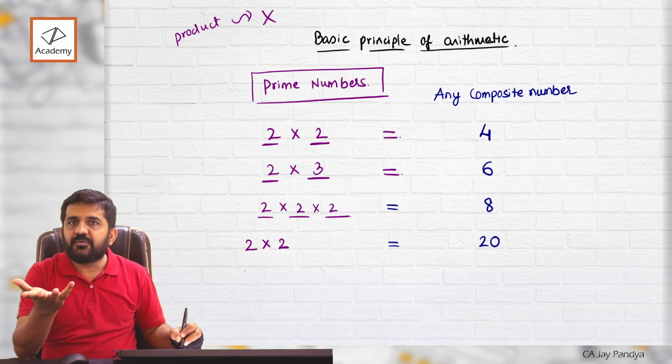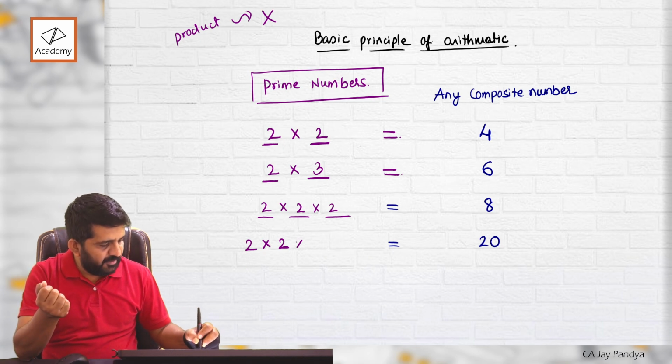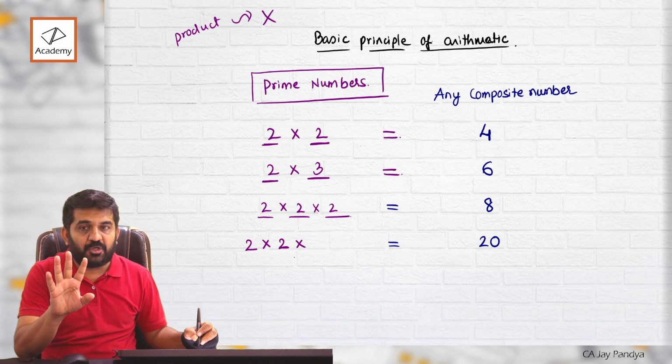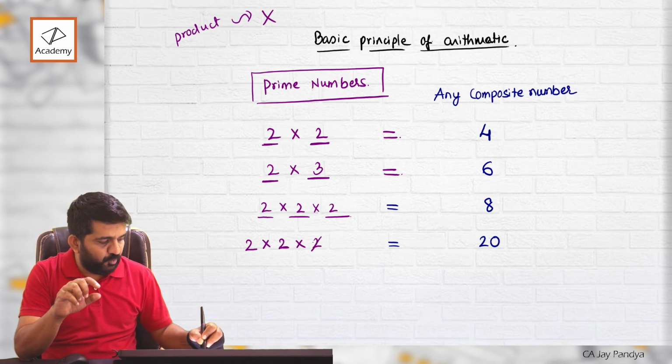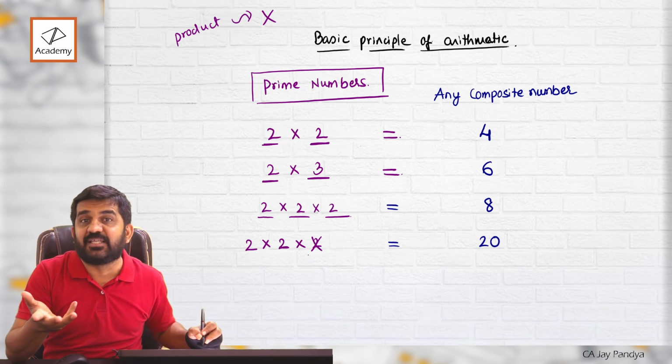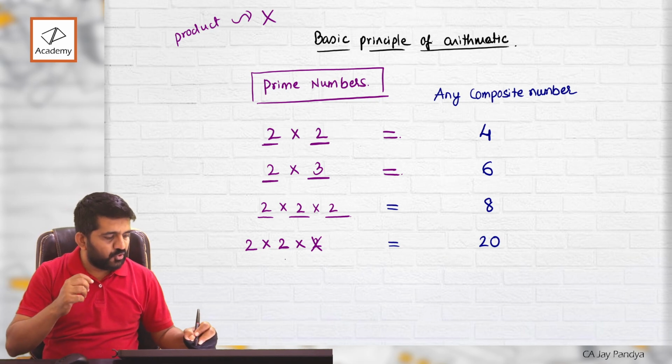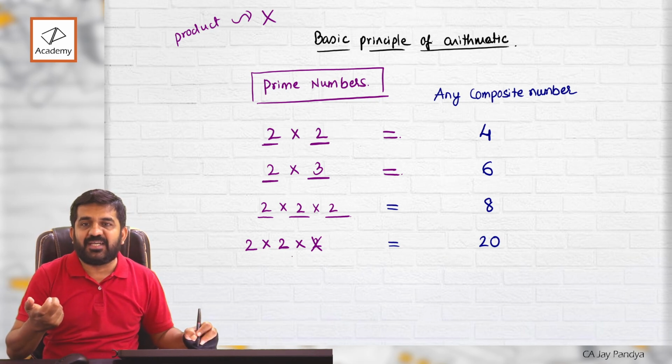2 2s are 4. Multiplied by... 2 3s are 6. I should not do that, right? I should not multiply 2 once again. Why? Now the answer will be 6, and 6 multiplied by anything is not 20. So 4 multiplied by how much is 20?